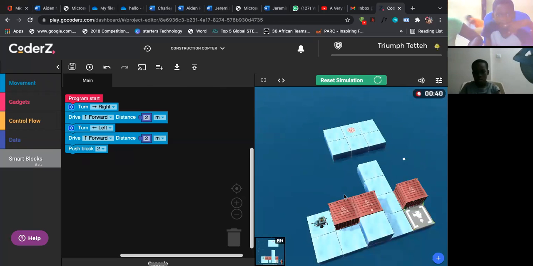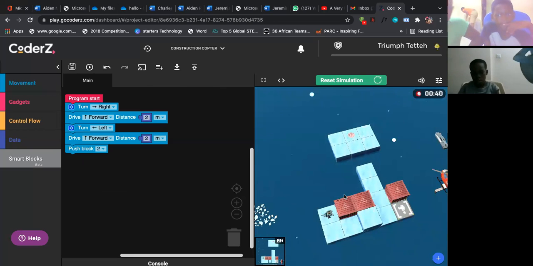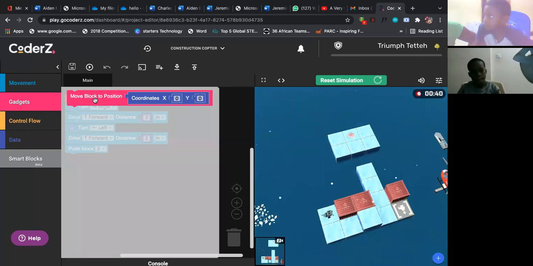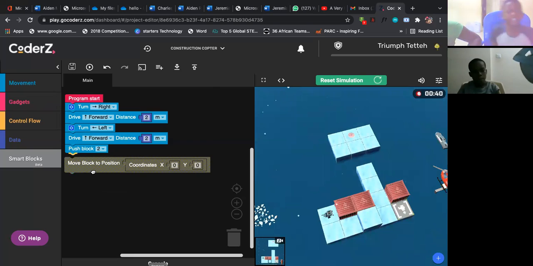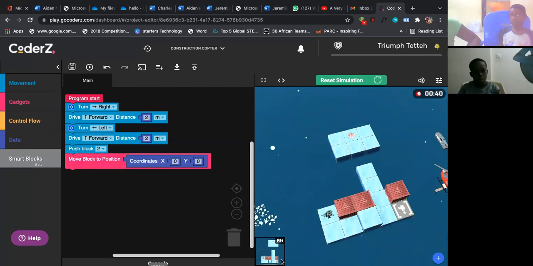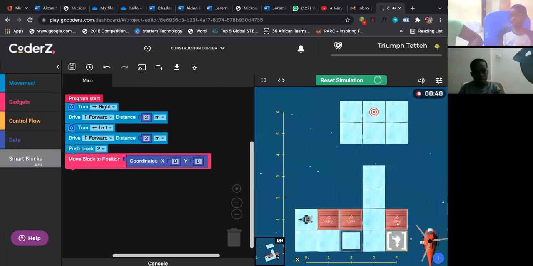Okay. Then what do we do? If you want to go to gadgets. Gadgets. And then move block. Okay. So what position are we moving the block to? You want to move it to X3, Y4. X3. Okay.